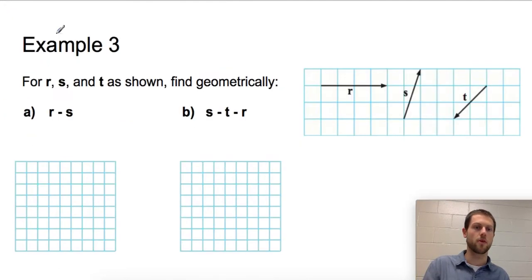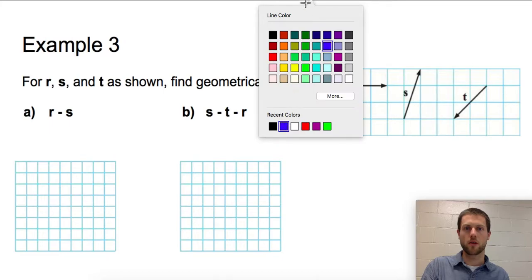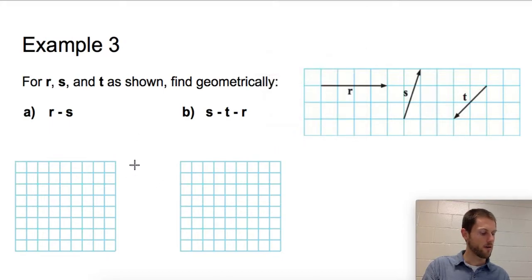Let's see another example of what this looks like. So here are 3 vectors, and I want to find what vector r minus s is. I also want to find what vector s minus t minus r is. So let's start off with r minus s. I'm going to grab my arrow tool here, and in blue, graph vector r.